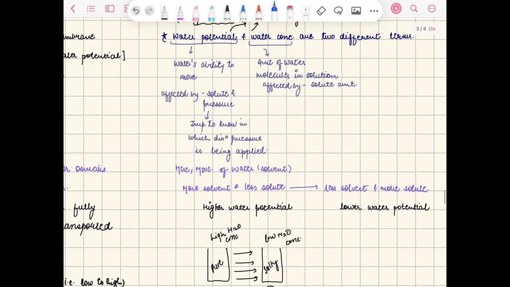It is very important to know the difference between water potential and water concentration, because it is very easy to get confused about it.